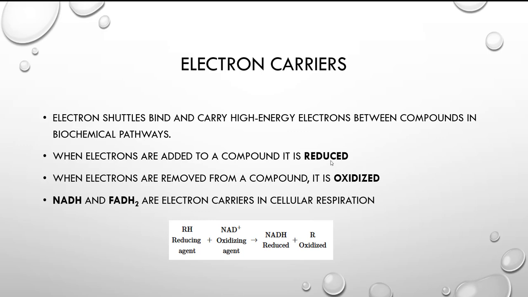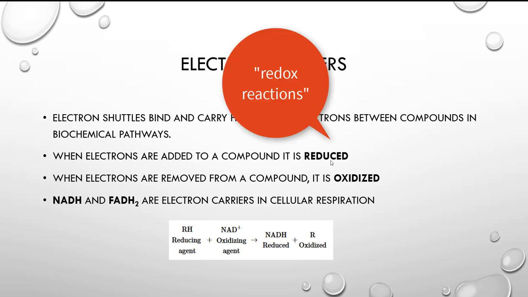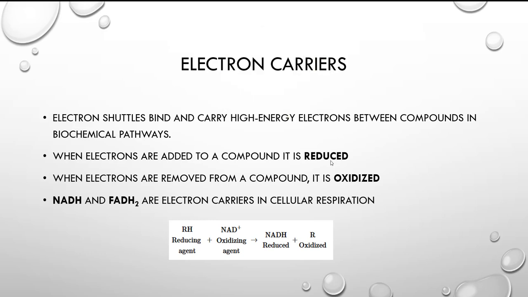When electrons are removed from a compound, it's considered oxidized. These are what we call redox reactions, if you've ever taken a chemistry course. So we have these reduction-oxidation type reactions, and it's simply where we're adding or removing electrons.